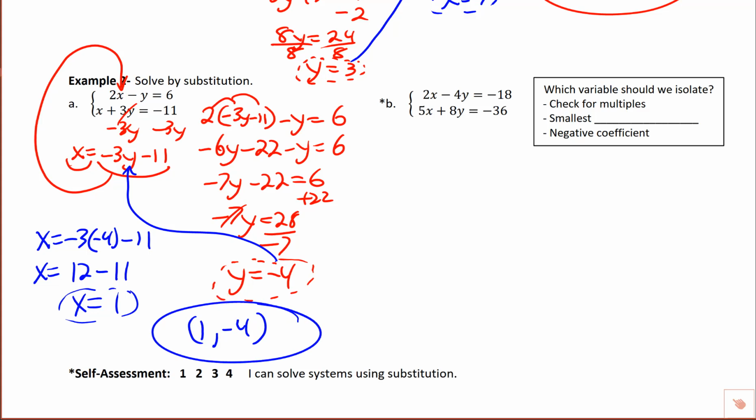Okay, now let's turn our attention to this one right here. This is the last one. It's got an asterisk on it. It's got an asterisk for a reason. This one's a little stickier to work with. So it says, which variables should we isolate?